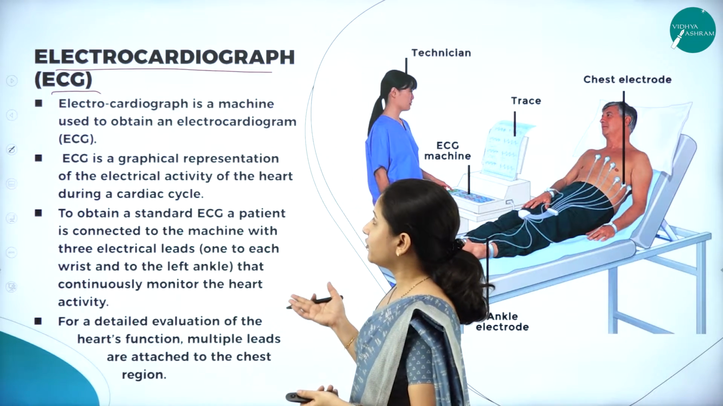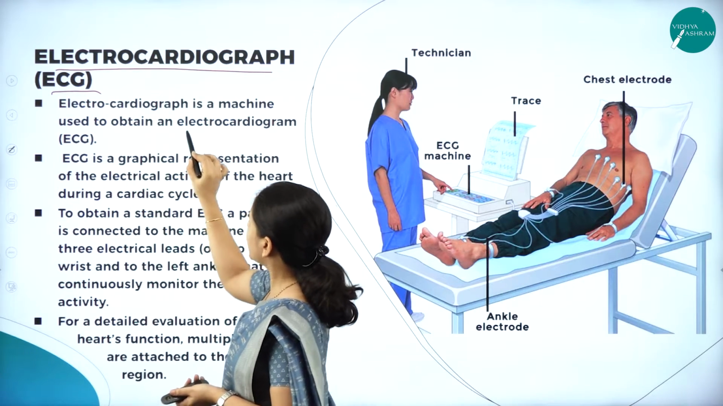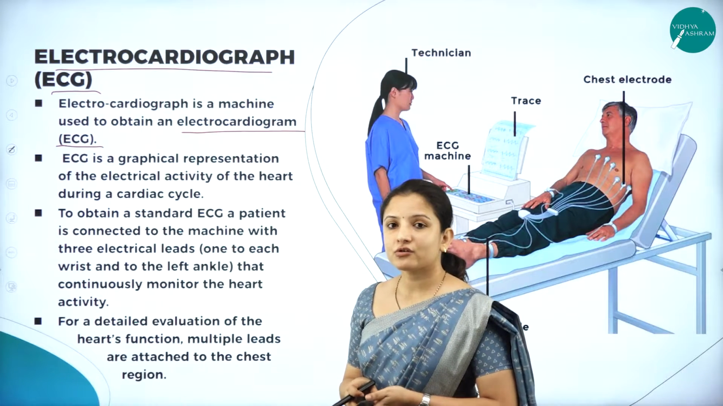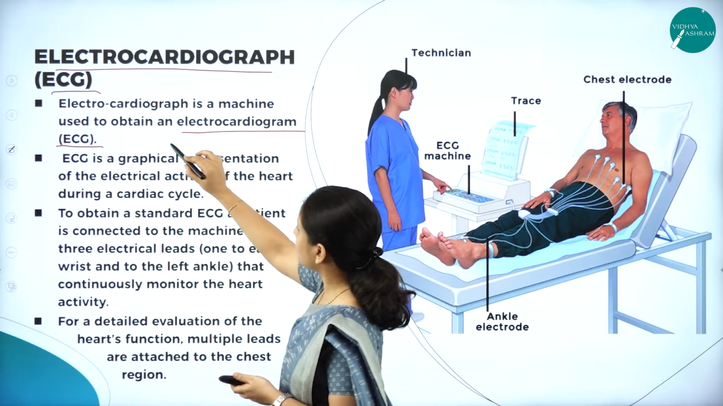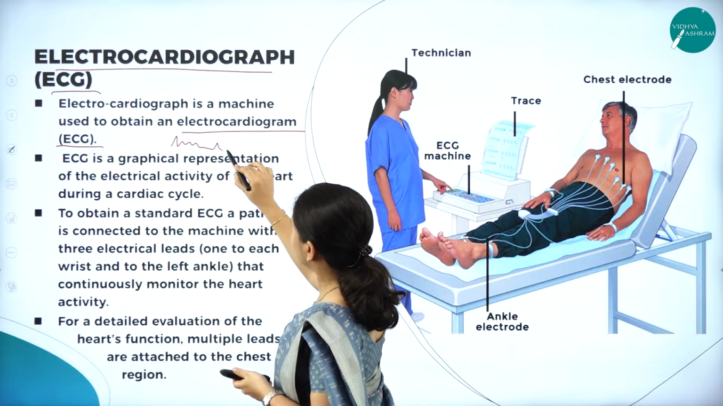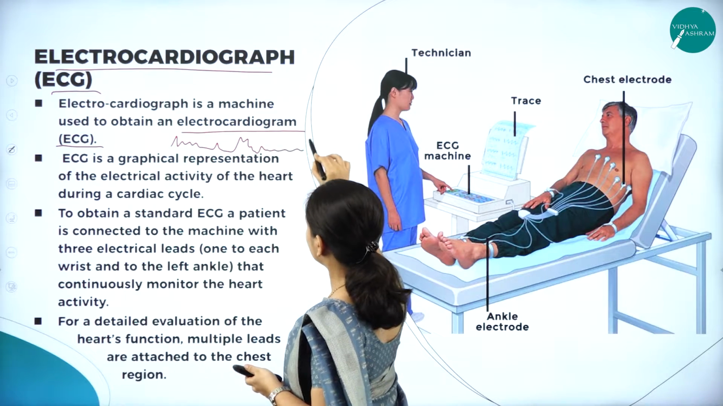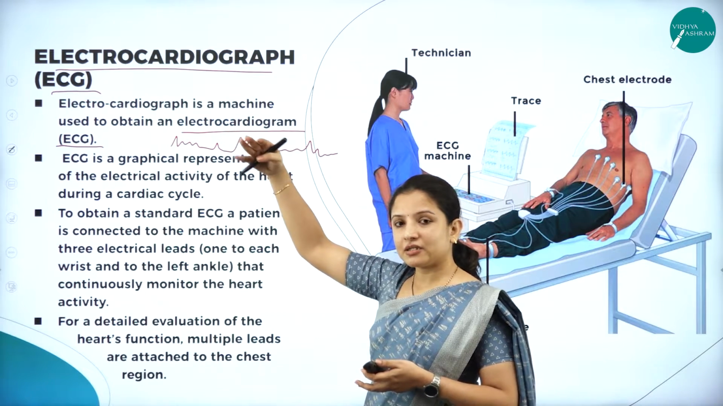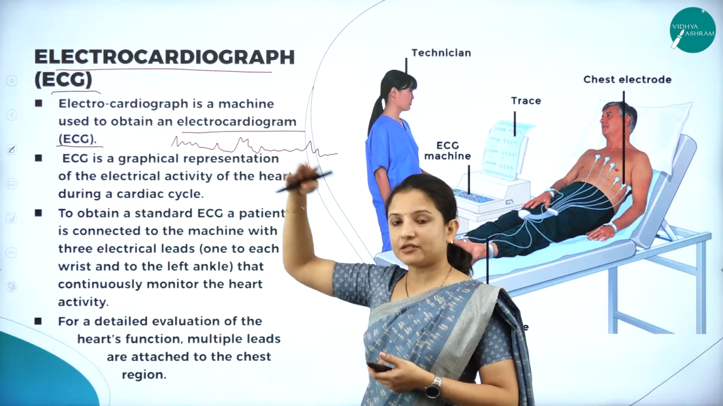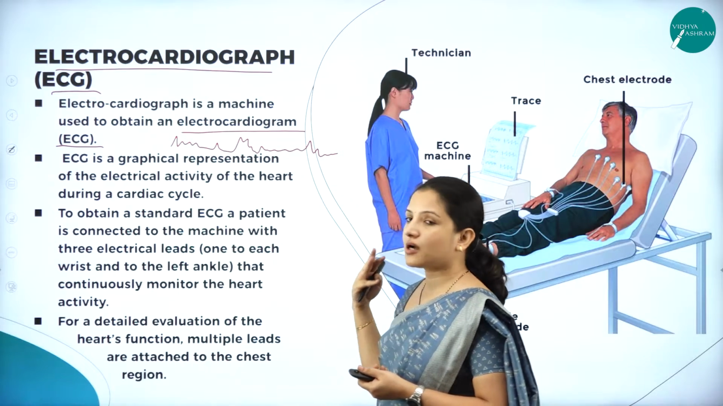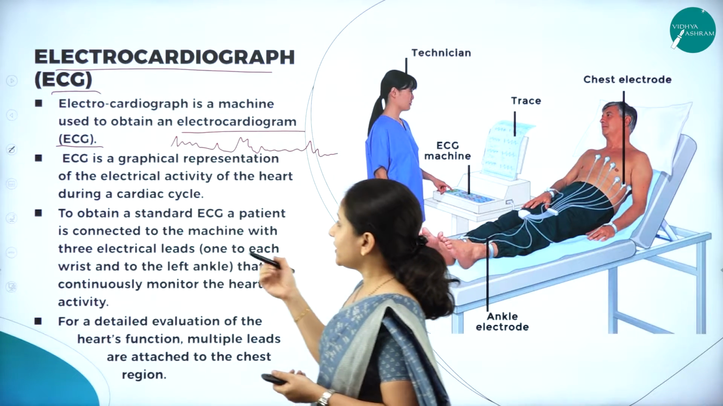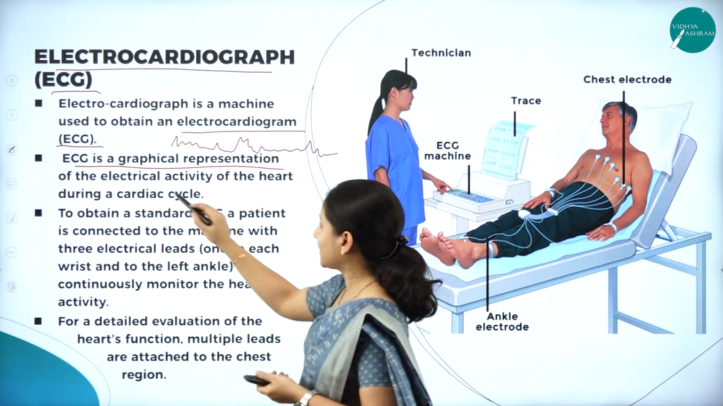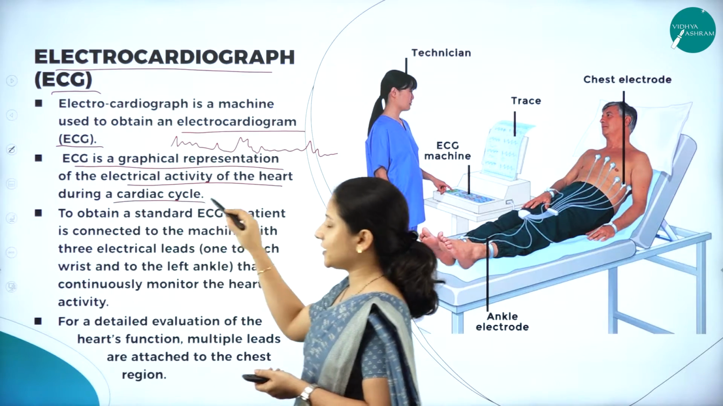So electrocardiograph is a machine used to obtain an electrocardiogram, which is called the ECG. You might have noticed on the monitor, right, something like this or like this one. Some waves will be created of the heart. So as and when the peaks are increasing, it means the blood is flowing to different body parts. So that is how they calculate whether the heart is working properly or not. So ECG is a graphical representation of the electrical activity of the heart during a cardiac cycle.